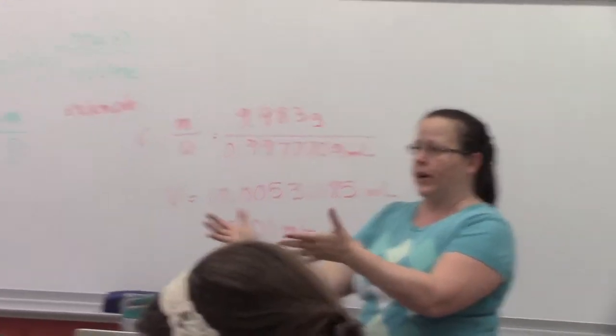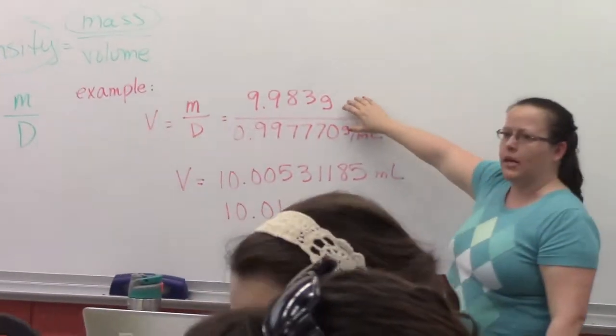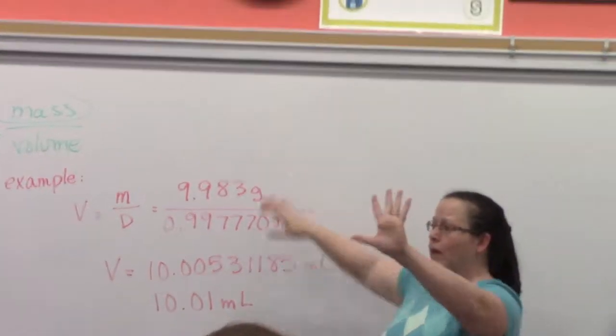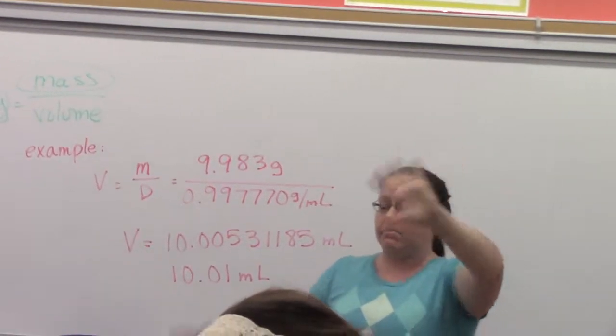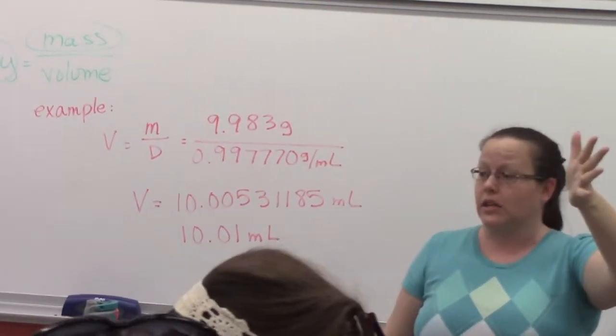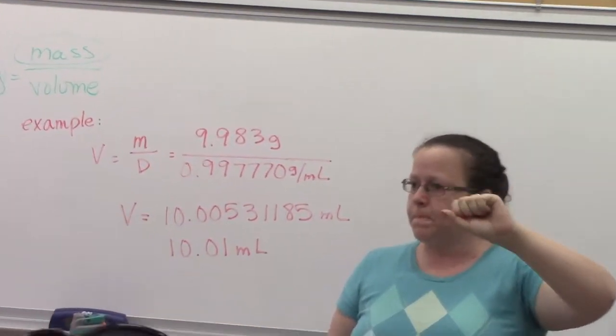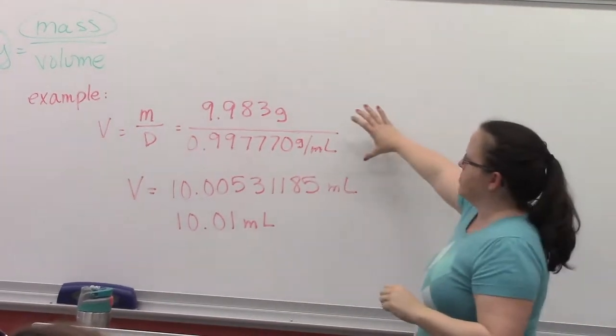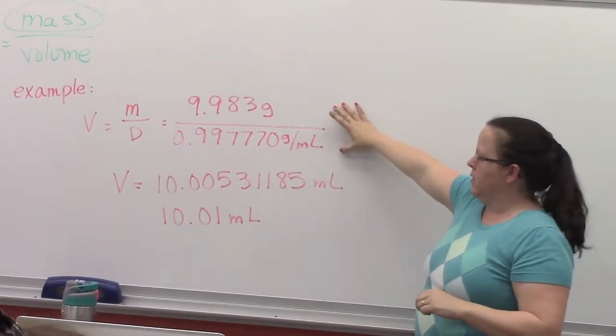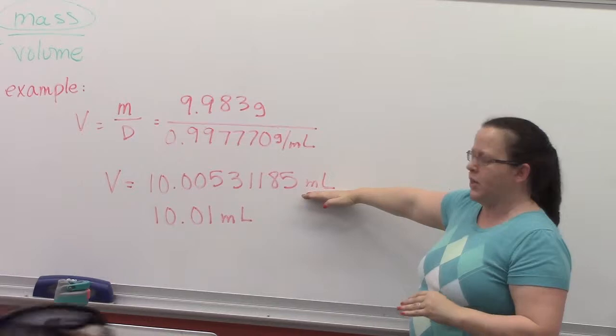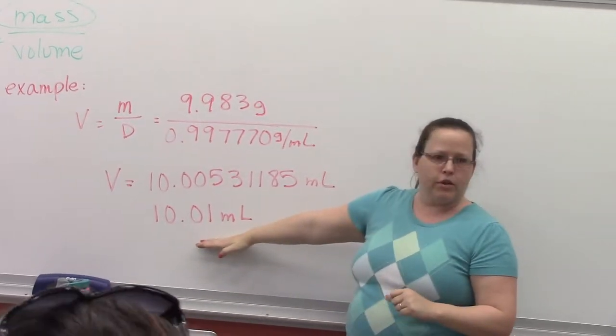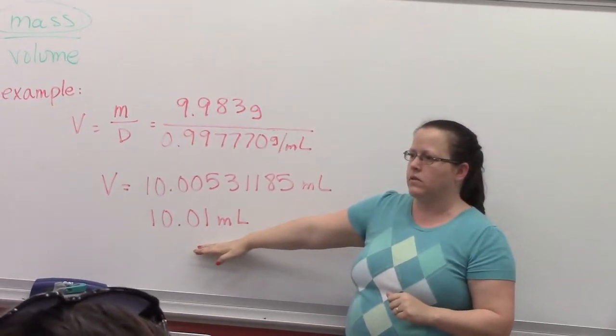Yours might be a little different. If your mass number up here was 10 something, you get 5 significant digits, because 10 point whatever gives you 5 digits instead of just 4. Okay? So you should show your little calculation, the calculator answer with all the digits, and then the answer rounded to the right number of significant digits. Okay?